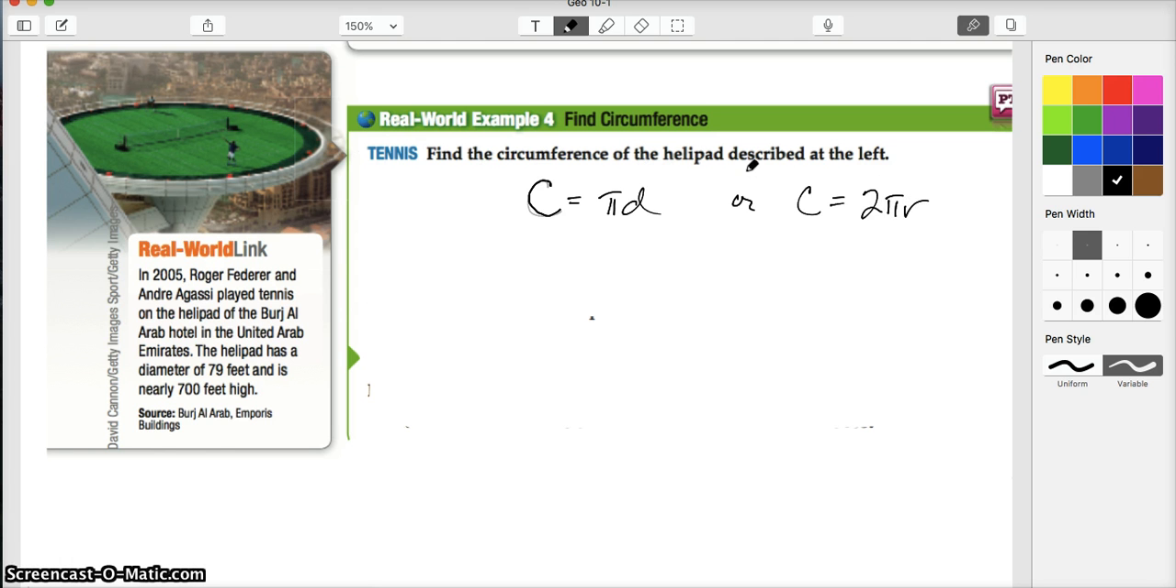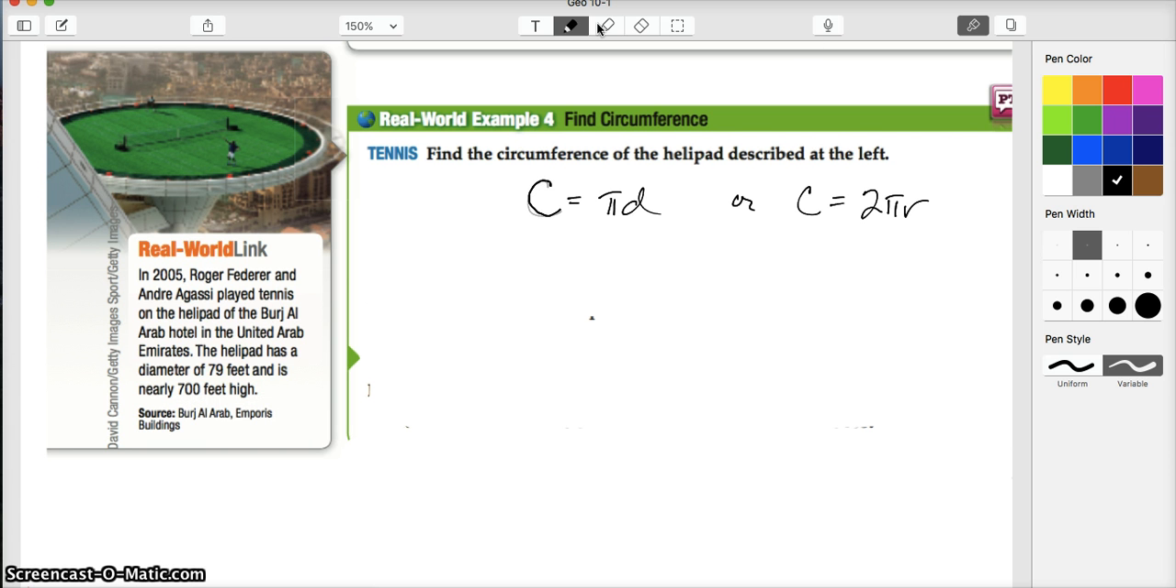Find the circumference of the helipad described at the left. Let's check out this description. In 2005, Roger Federer and Andre Agassi played tennis on a helipad of the Burj Al Arab Hotel in the United Arab Emirates. The helipad has a diameter of 79 feet and it's nearly 700 feet high.